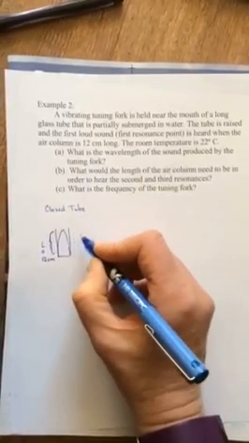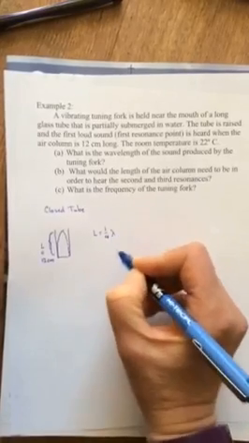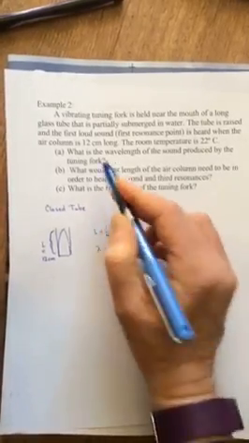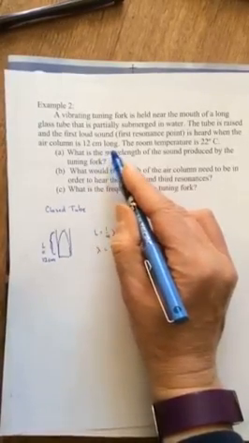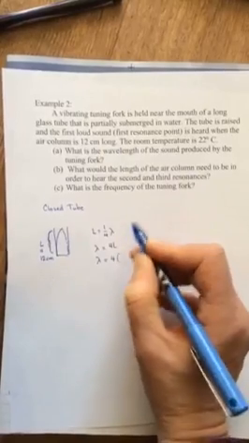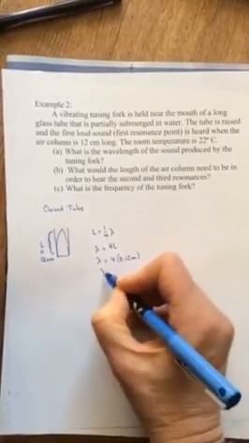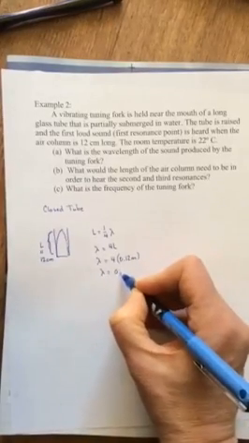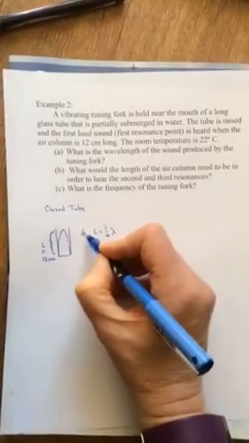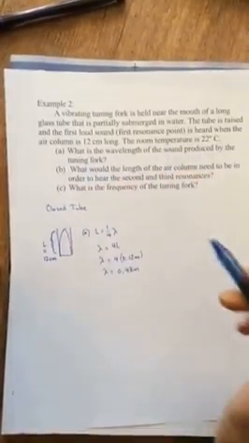Well, if we look at this, this is a quarter wavelength. So L is equal to 1/4 lambda, which means lambda is equal to 4 times L. And in the question, it tells us L is 12 centimeters. So lambda is equal to 4 times, changing it to meters, 0.12 meters. So lambda is equal to 0.48 meters. That's all they were asking for in Part A. What is the wavelength of the sound produced by the tuning fork?